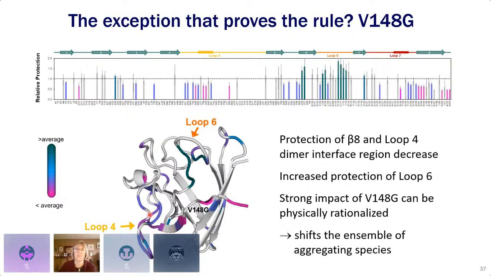So here we have the C terminus and loop 4. Those two regions are basically in all those different dimers, or in most of those dimers that we looked at. And at the same time, we see increased protection in loop 6 up here. So here we can see a change, and I think that's because V148G is interfering with a lot of processes.